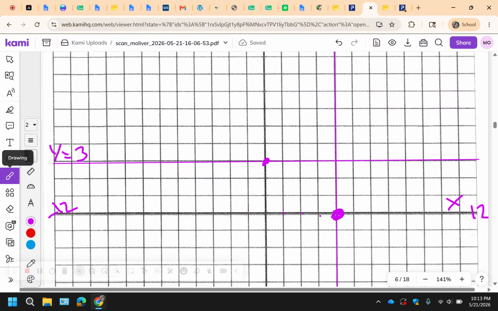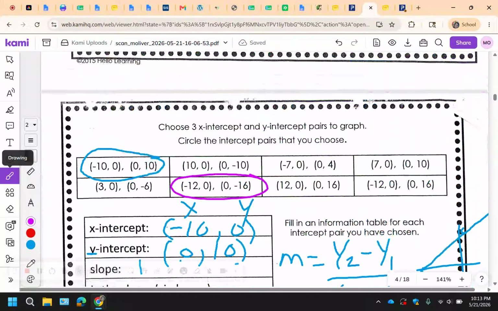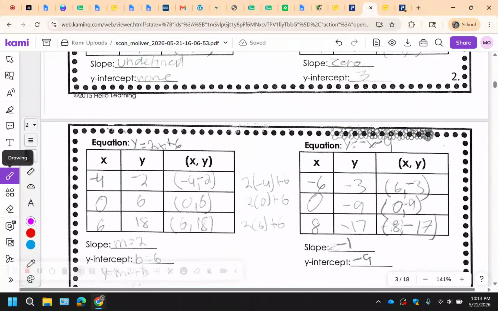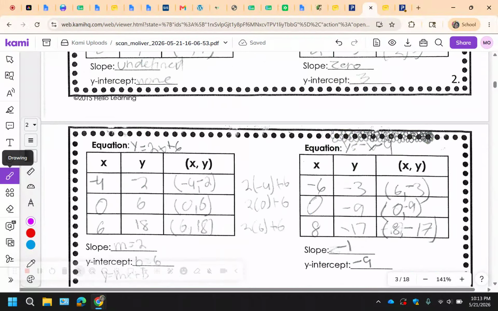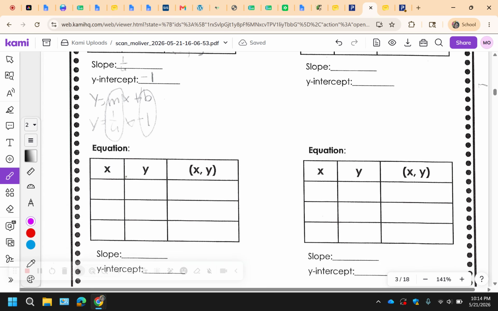Okay. Now when we go to our next columns, let's use this student's that I scanned. Okay, I have y equals 2x plus 6. Here are my ordered pairs. I know the 6, 18 won't fit, so I can't graph that one. That's okay, it's on the table, but I can't fit it on the graph. So we're going to use at least the -4, -2 and 0, 6.